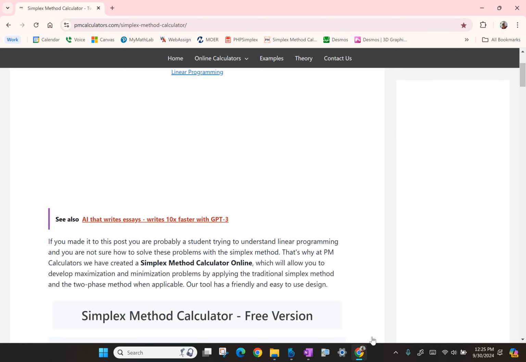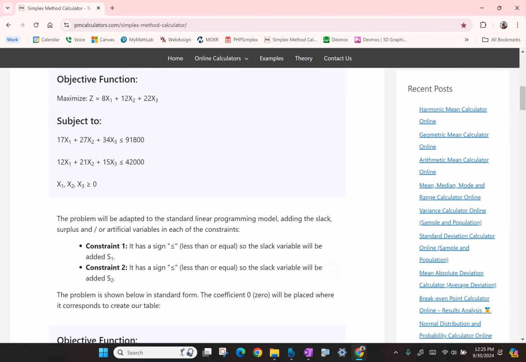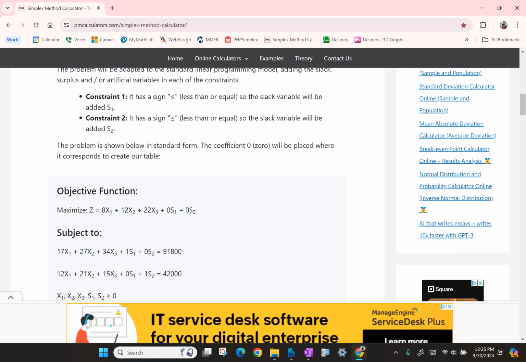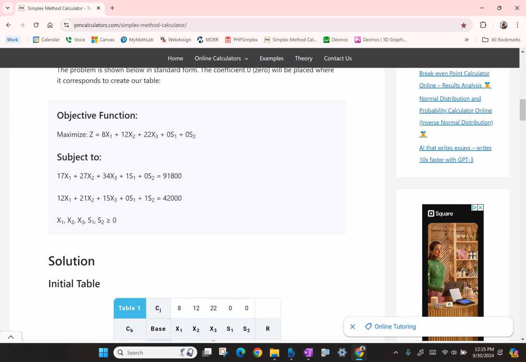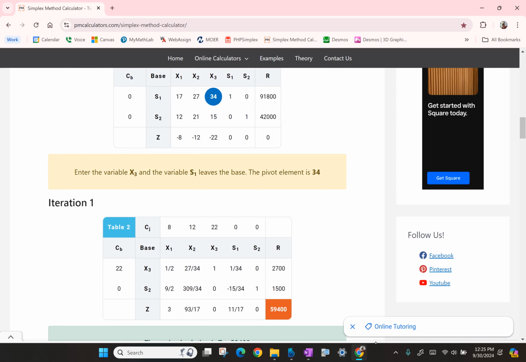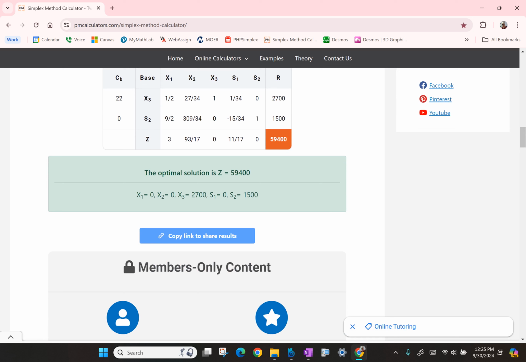It's going to do its thing for a little bit, and then it brings us to here. Now, it gives us a little bit more information than we need, but it does talk about creating a slack variable for S1 and a slack variable for S2, and so it's showing up here as those slack variables. It will show you different steps in the iteration, but here is what's important. It's showing us our optimal solution. It gives us a value for Z of 59,400. It tells us that x sub 1 needs to be 0, x sub 2 needs to be 0, x sub 3 needs to be 2,700, and it gives us the value for the slack variables.